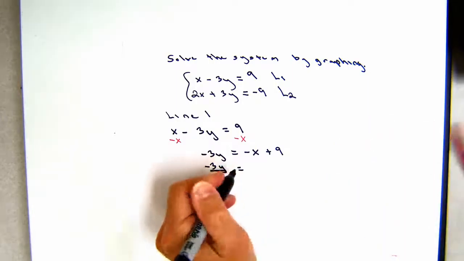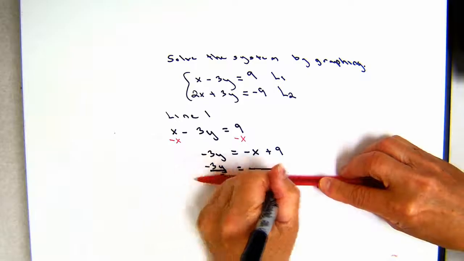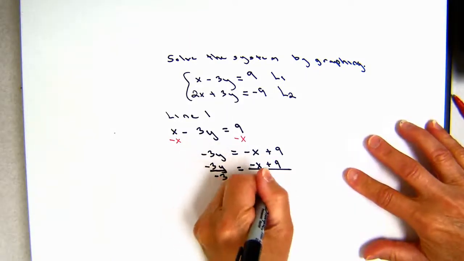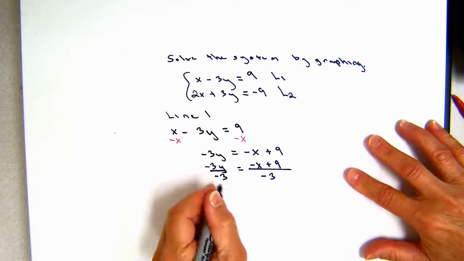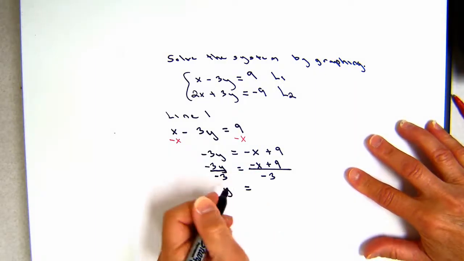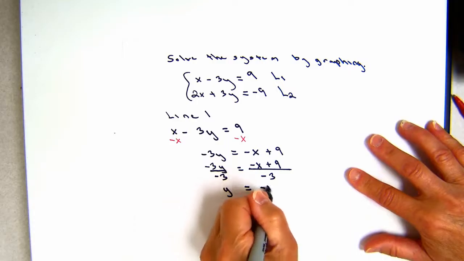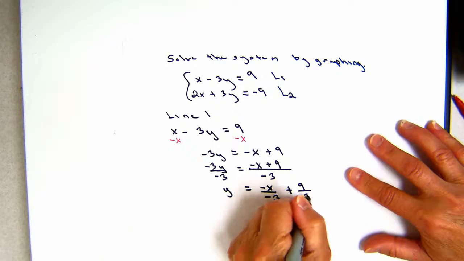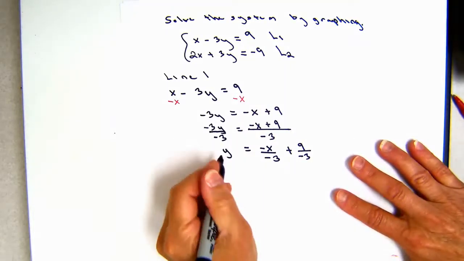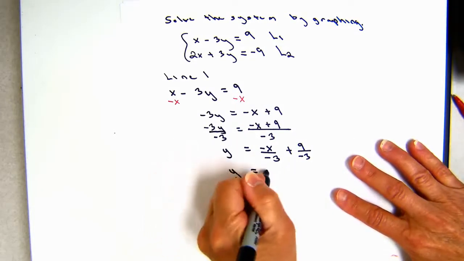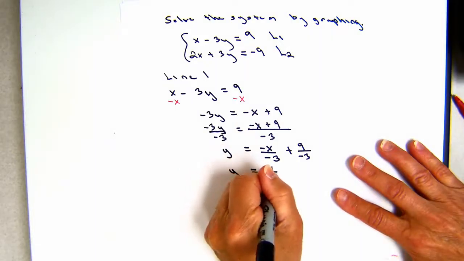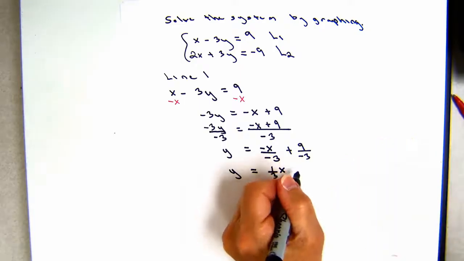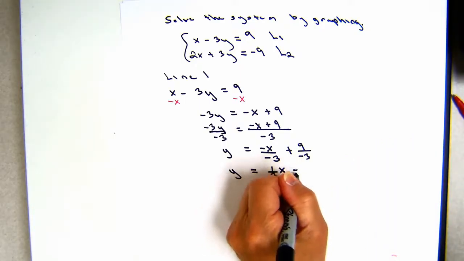Or you could just do this: divide the whole right side by a negative 3, and then take each term in the numerator divided by that negative 3. So negative 3 over negative 3 is 1y, is equal to negative 1x divided by negative 3 plus 9 divided by negative 3. Well, a negative divided by negative is positive, so I get y is equal to 1/3 x. Now I have a positive divided by negative. Well, that's going to be negative 3.